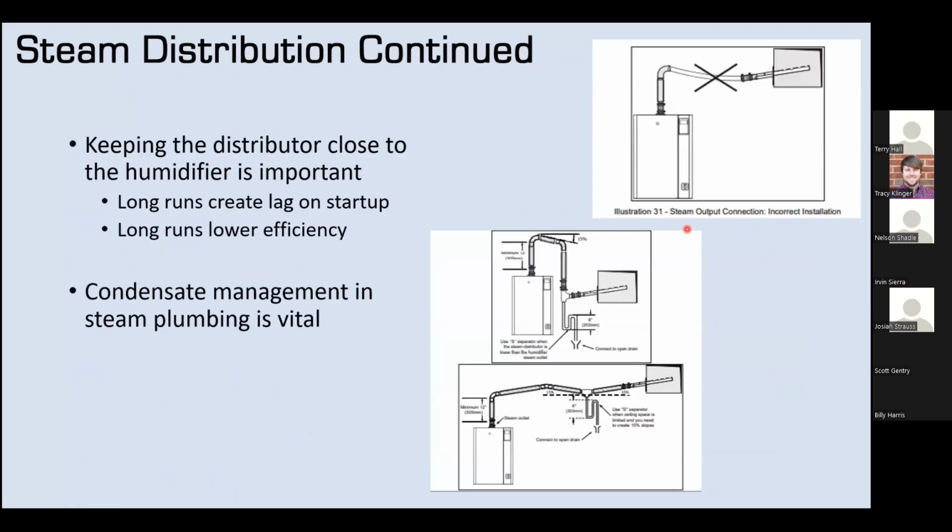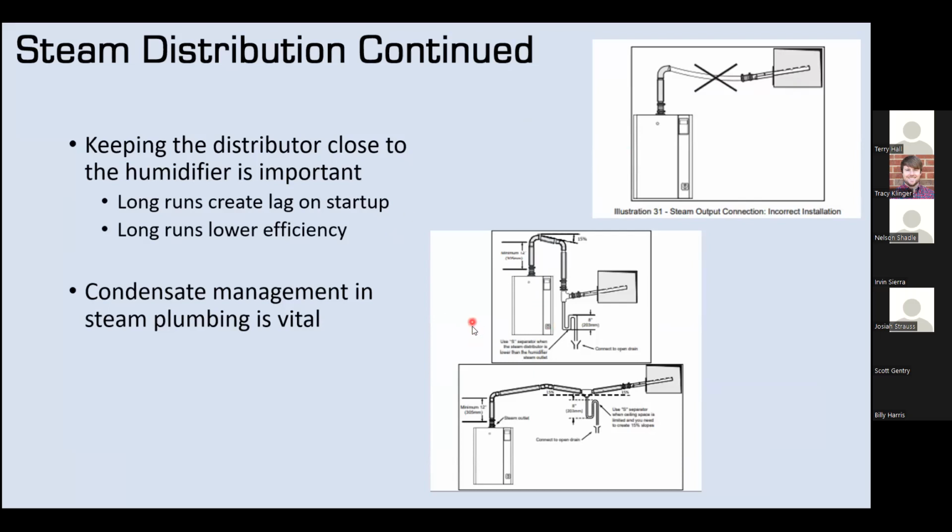I get this question a lot. It's always important to keep the generator as close to the distribution as possible. I get questions on, can we run it 70 feet, 80 feet? You're going to be generating condensate all throughout the plumbing from the generator to the grid. So it pays to try and keep it as close as possible.